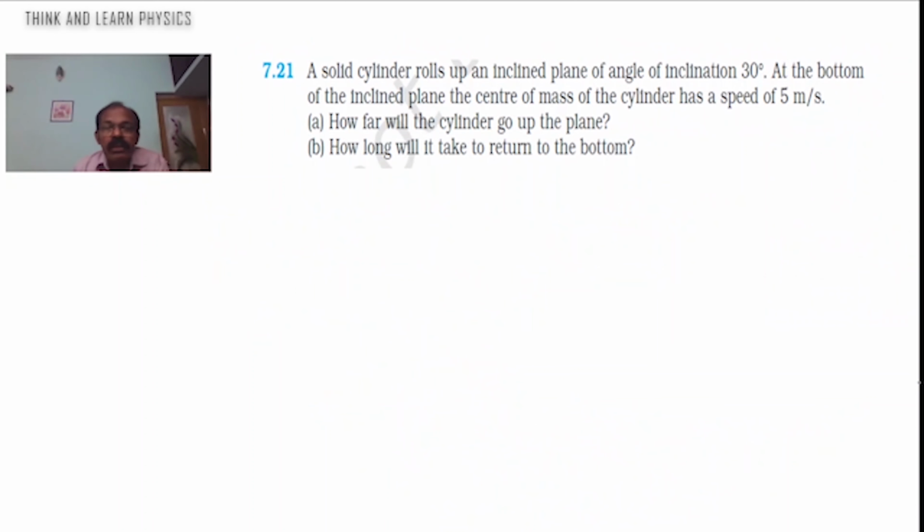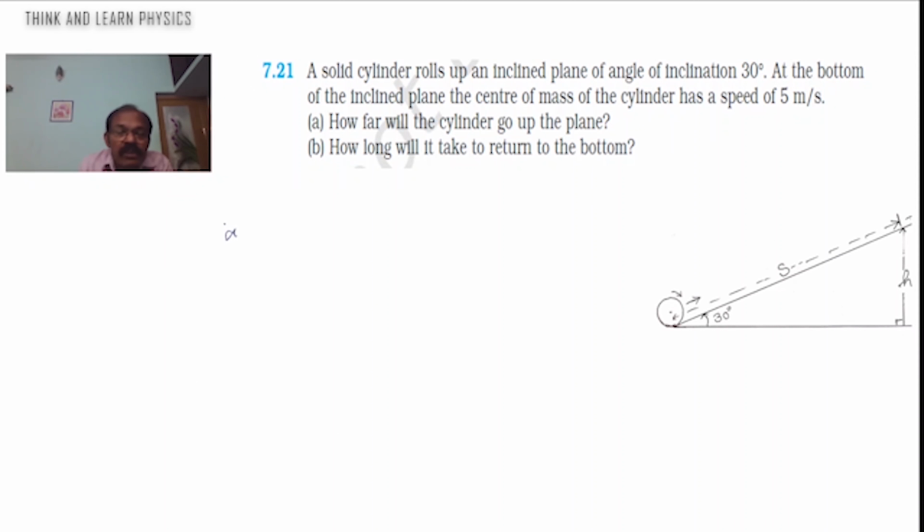Okay. A solid cylinder rolls up an inclined plane of angle of inclination 30 degree. At the bottom of the inclined plane, the center of mass of the cylinder has a speed of 5 meter per second. A. How far will the cylinder go up the plane? B. How long will it take to return to the bottom? Now, in order to understand the problem, let us draw a diagram. Now, let's do A part.